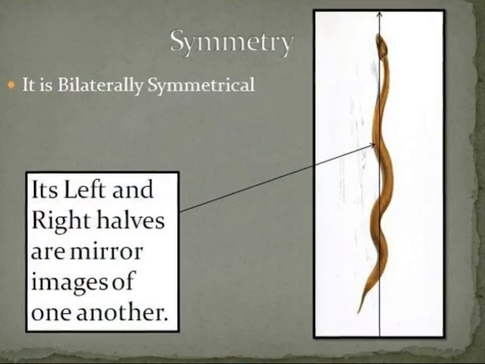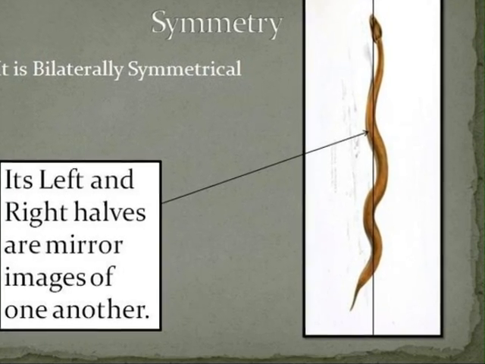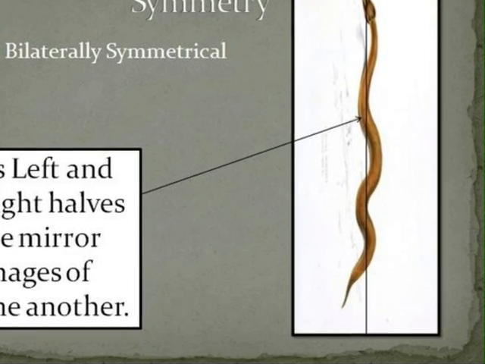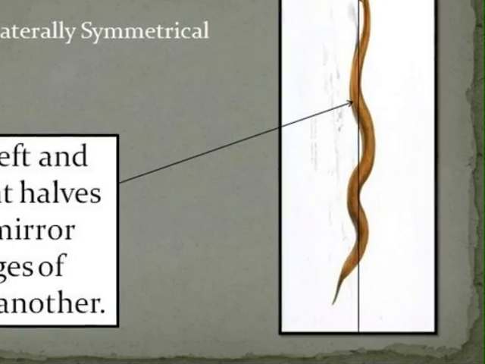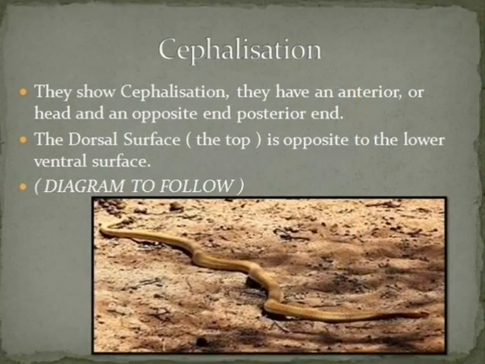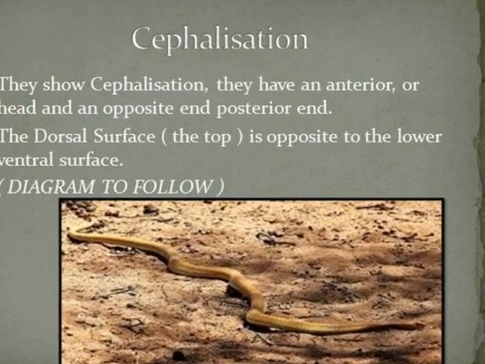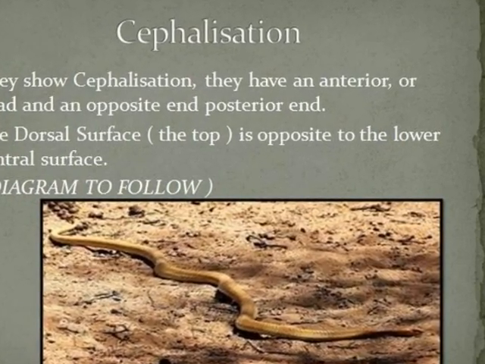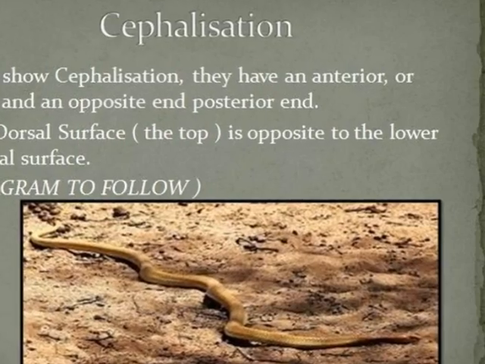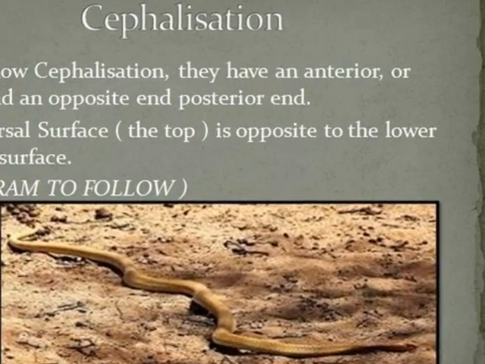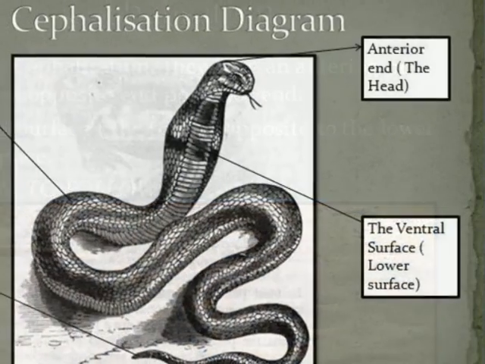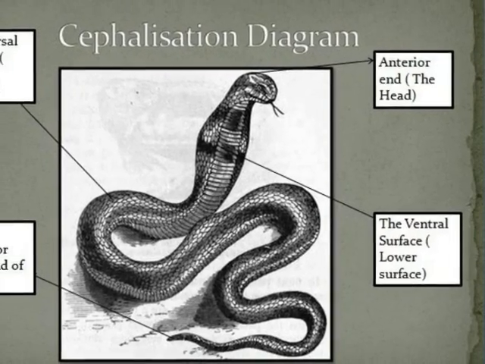It is bilaterally symmetrical, which means its left and right halves are mirror images of one another, and this is indicated by the diagram on the right-hand side. Cephalization. They show cephalization. They have an anterior or head end and an opposite end, the posterior end. The dorsal surface is the top, and the lower surface is the ventral surface. This is a diagram of cephalization in a snake.